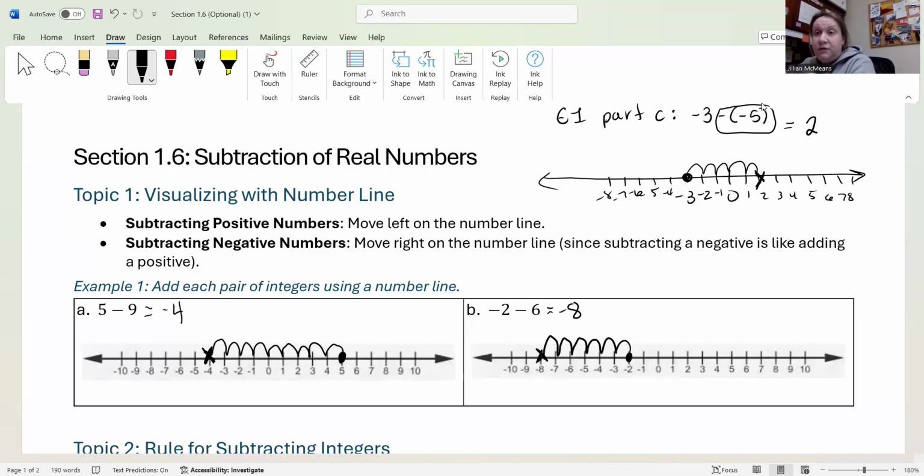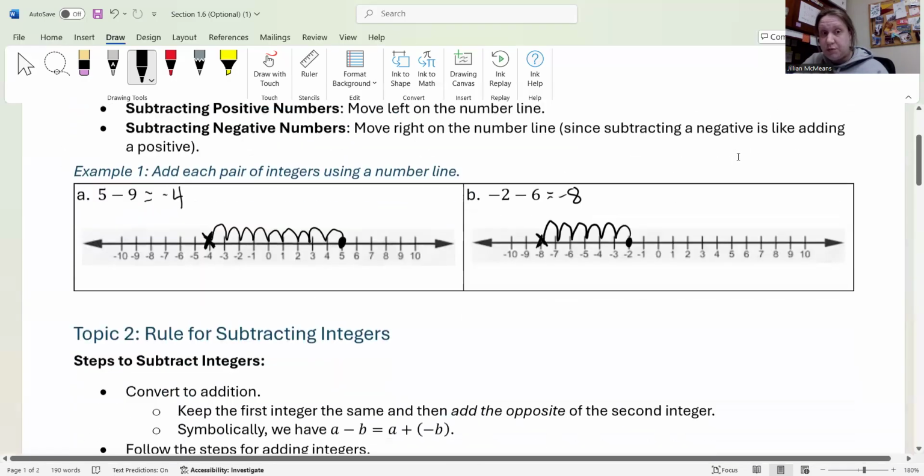Okay, so visually speaking, it's really easy to understand subtracting a positive number. Subtracting a negative number, it's a little weird, but you just have to know that when you subtract a negative, the end result becomes addition. Okay, so now let's talk about the actual rules for subtraction.